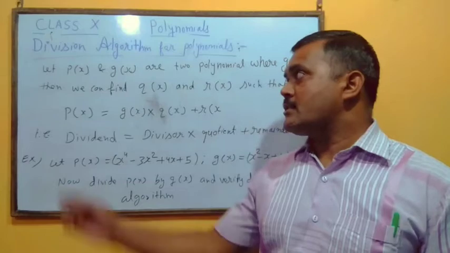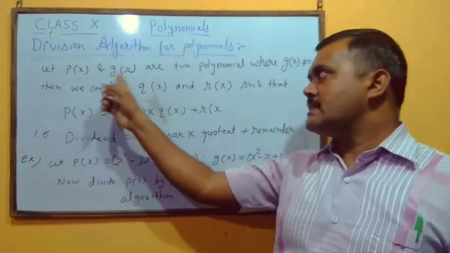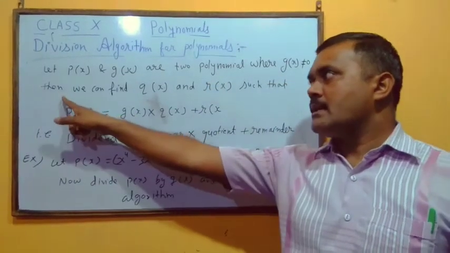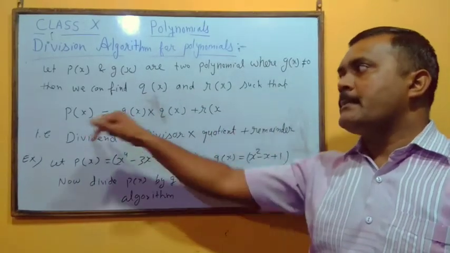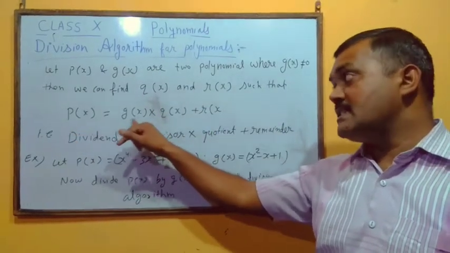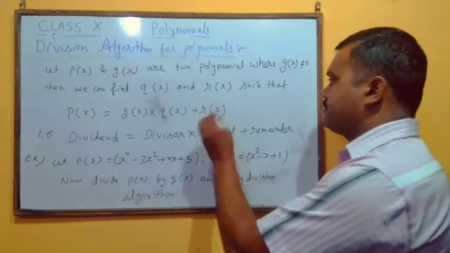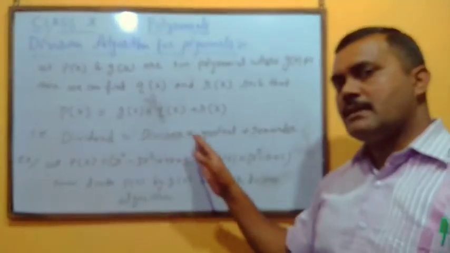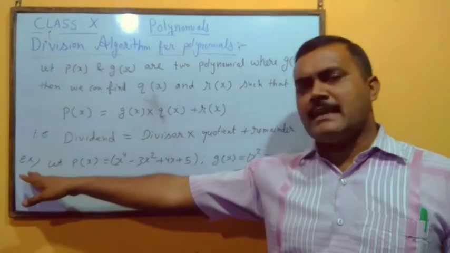Now our next topic is the division algorithm for polynomials. Let p(x) and g(x) be two polynomials where g(x) is not 0. Then we can find q(x) and r(x) such that p(x) is equal to g(x) multiplied by q(x) plus r(x). That is, dividend is equal to divisor multiplied by quotient plus remainder. So this is clear with this example.